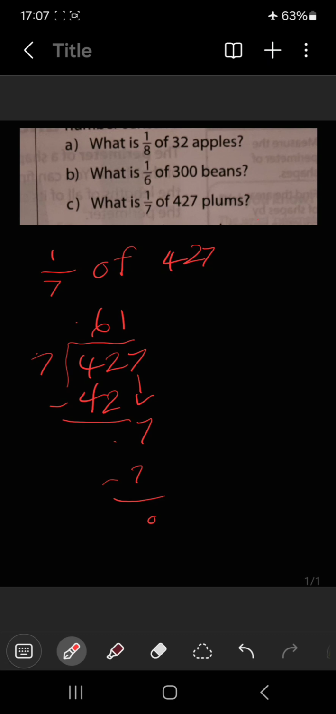You take 61, multiply by the numerator, and it will give you 61. So 1/7 of 427 plums will be 61. You have taken out 61 plums out of the 427 plums. You have taken 1/7 of it. That is my final answer.